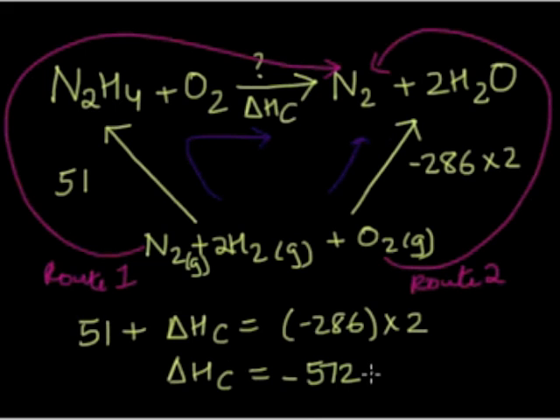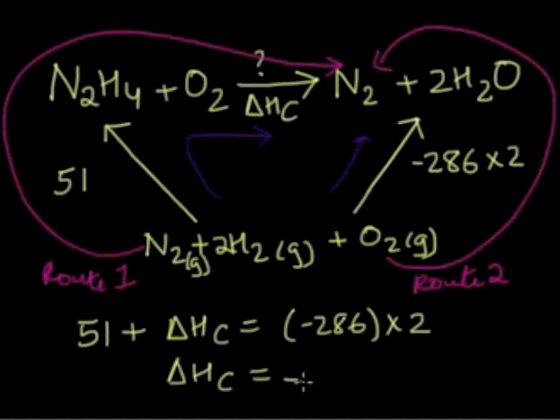So we rearrange the equation now to give us delta Hc on the left hand side. And if we solve this equation, we get an answer of minus 623 kilojoules per mole. So hopefully that was okay for you and you were able to solve this problem. Let's look at the one that's coming up next.